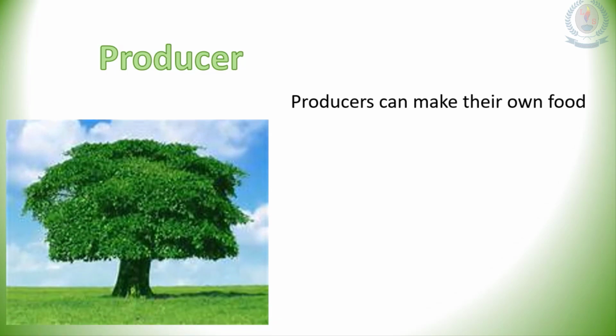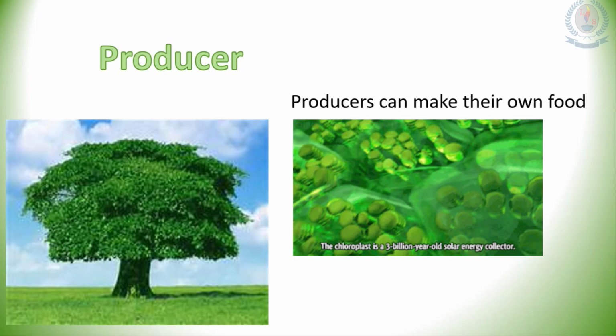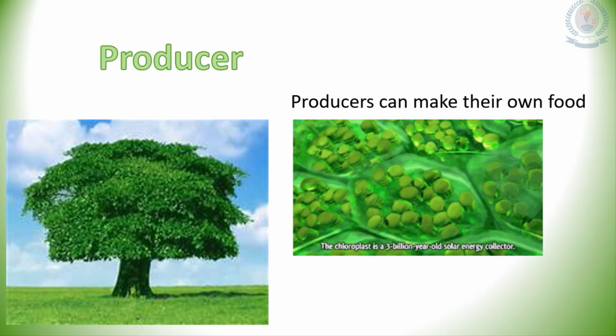Producer. Who's the producer? Yes, producers can make their own food. They can produce their own food. So who are producers in an ecosystem? Yes, green plants, trees, shrubs. They are considered as producers. They can make their own food by using this green pigment.